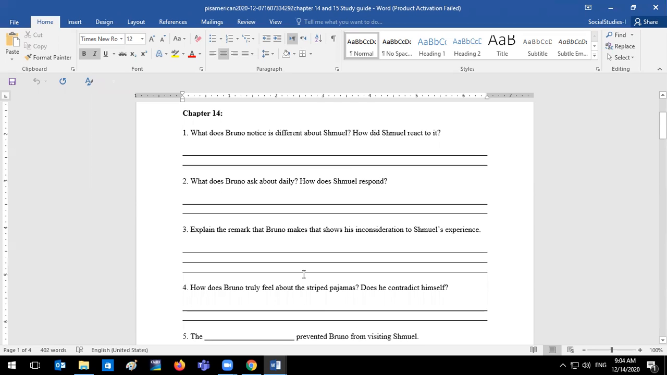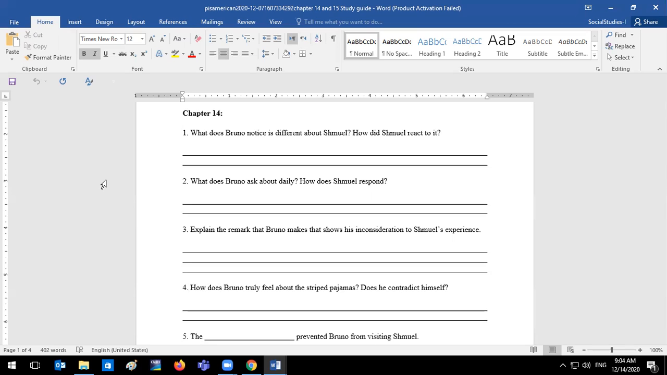All right. Bruno makes a remark that shows his inconsideration about Shmuel. Bruno mentions to Shmuel that he's very upset about his house in Outwith because it only has 3 rooms instead of 5 bedrooms or 5 rooms. And of course, he forgets that Shmuel has once lived in one room with 11 people. So this is showing that he was a little inconsiderate about Shmuel's feelings.